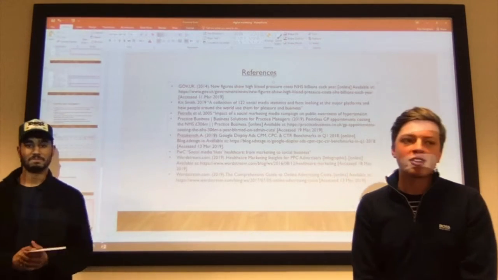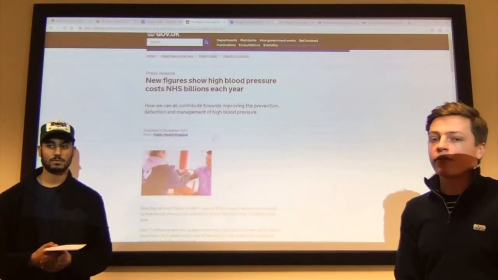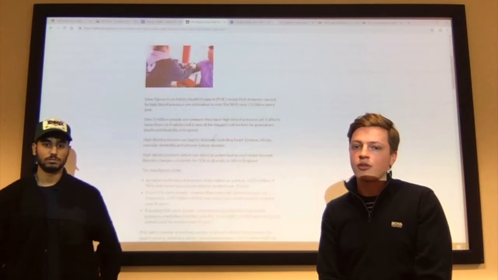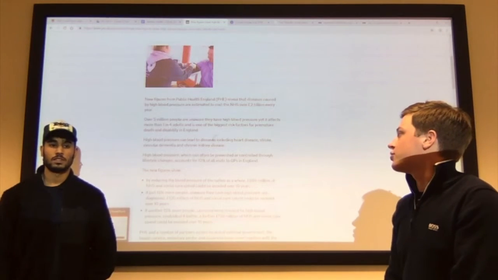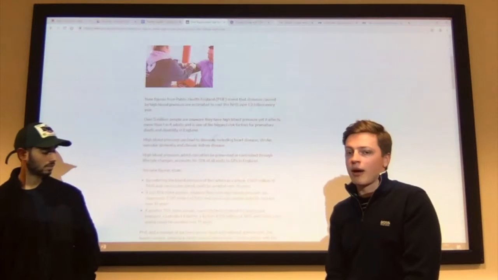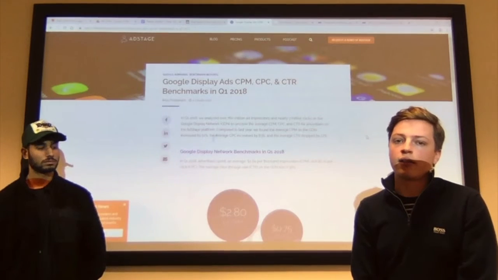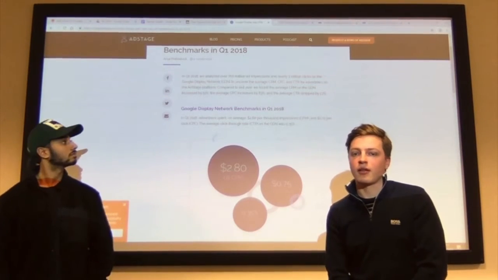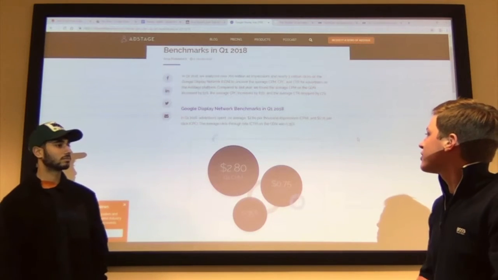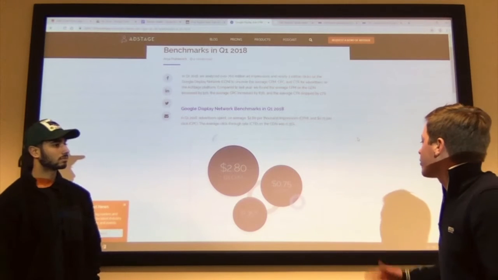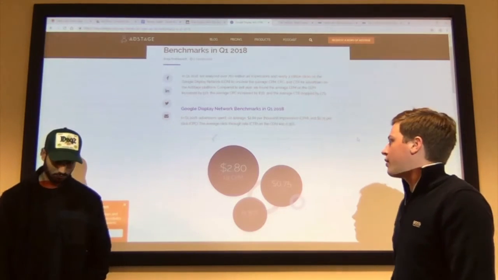For my budgeting side of the project, I used a variety of different websites, but mostly I started on a gov.uk page just for some background information on the annual costs that the NHS incur from hypertension-related issues. I then went on to find data about the costings for PPC advertising and the averages for each social media website and the percentages. On this page by ad stage, there were a number of averages for different industries.